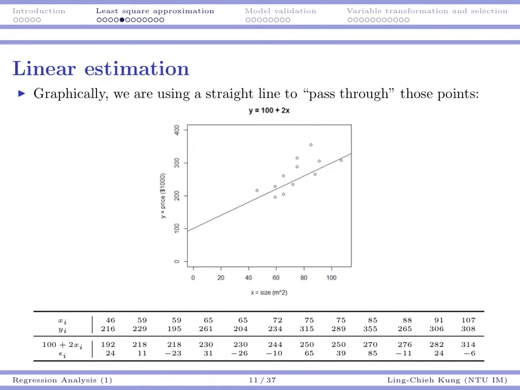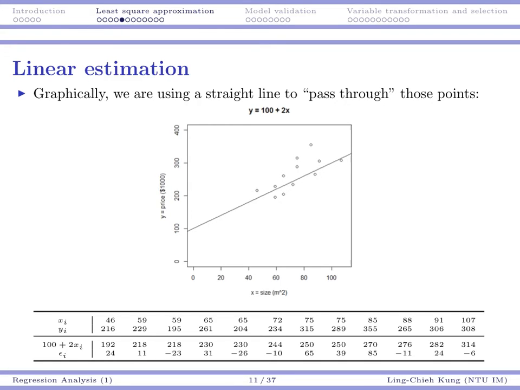As another example, we may want to use a graph to represent what we did. Suppose the formula we want to use is 100 plus 2x. Okay, beta 0 is 100, beta 1 is 2. Then we have a line like this. We probably would feel that there are a few dots below the line and also a few dots above the line. So the line is not too bad. At least it's not systematically doing overestimation or underestimation.